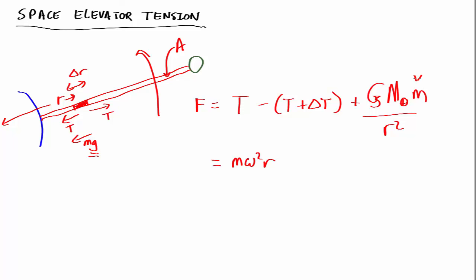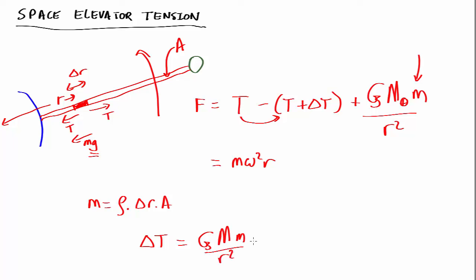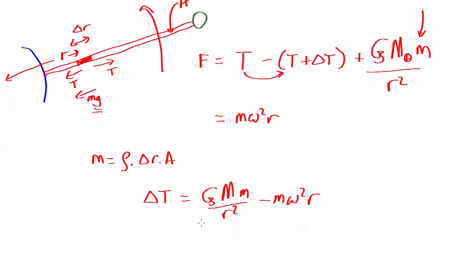Now what's the mass of this section here? Well, the mass is going to be the volume times the density. So it's going to be the density times the length times the cross-sectional area. Now the tension here and here are going to cancel out. So what we find is that the change in tension across this little length has got to be equal to G M m over r squared minus m omega squared r. And if you substitute in for the mass, you find that it's equal to G M over r squared minus omega squared r times A times the density delta r.